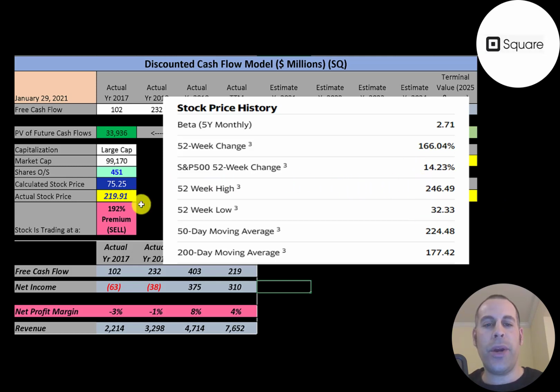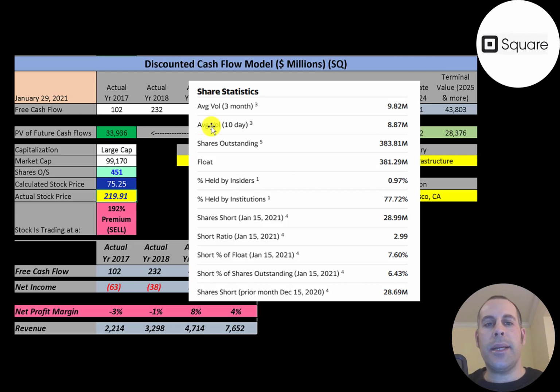And the stock is trading above its 200-day moving average, but below its 50-day moving average. This is a pretty liquid stock. 9 to 10 million shares are traded each day. And almost all the shares outstanding are on float. The big companies seem to like this stock because 78% of the shares are held by institutions. And about 7.5% of the shares on float are shorted.